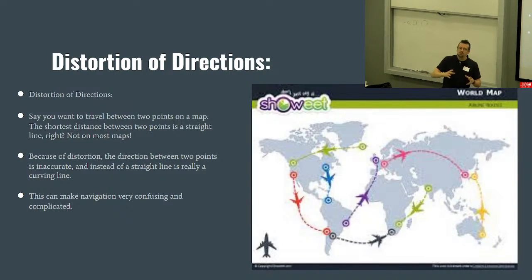So, distortions in direction are important because if you were to draw a straight line between two points at separate ends of the Earth, you would actually be adding a great deal of travel time because you would not be accounting for the curvature of the Earth. So most maps have some form of distortion in direction. This is one of the most common forms of distortion.